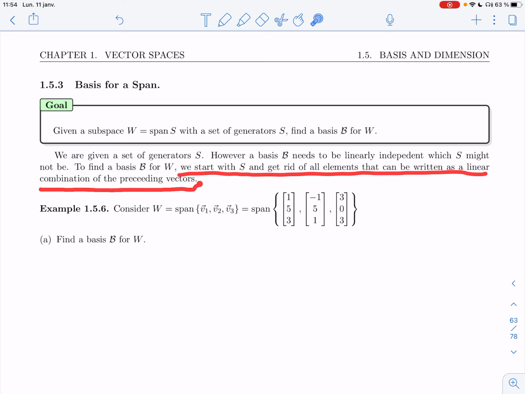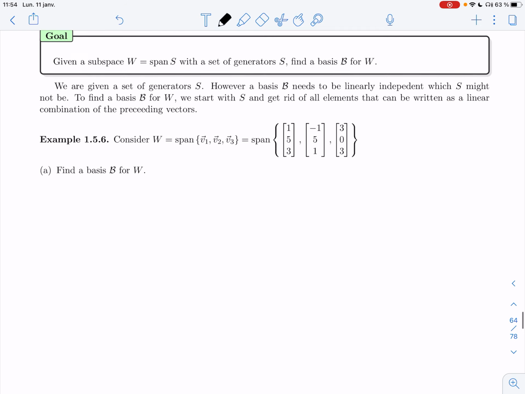So the method depends on having picked an order for the elements of S, and the basis that you'll get depends on that order. So it's not going to be wrong, but if you switch the order of the vectors, the basis you'll get will be different.